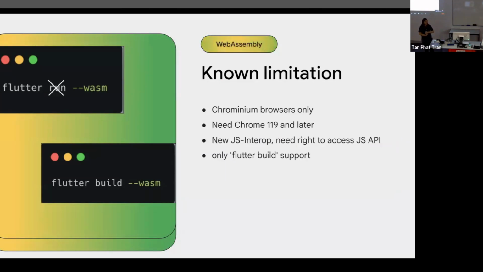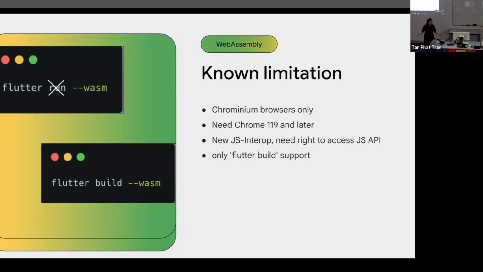And I listed the new JS interop here as a limitation because I stand from a developer point of view. Why can't it just work? Why do I have to do more work in order for it to work? That is why I added it here as a limitation, but actually it's not a limitation, it is just progress. You will have to migrate your own JS interop to the new JS interop because WebAssembly needs the right to access your JS API.